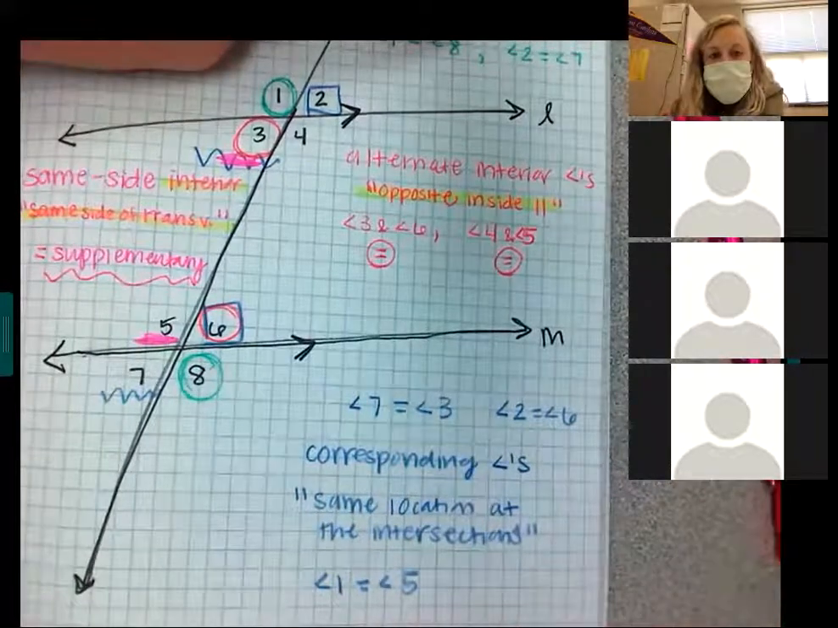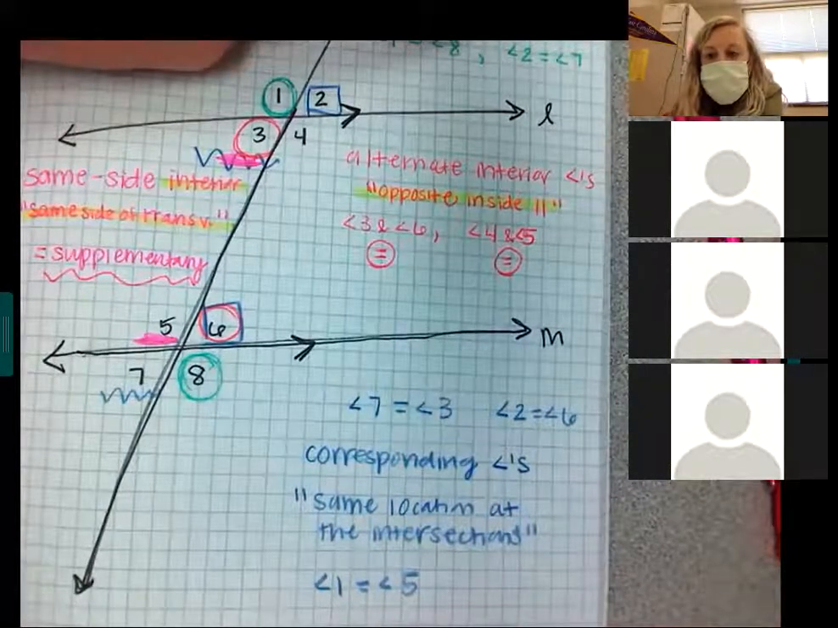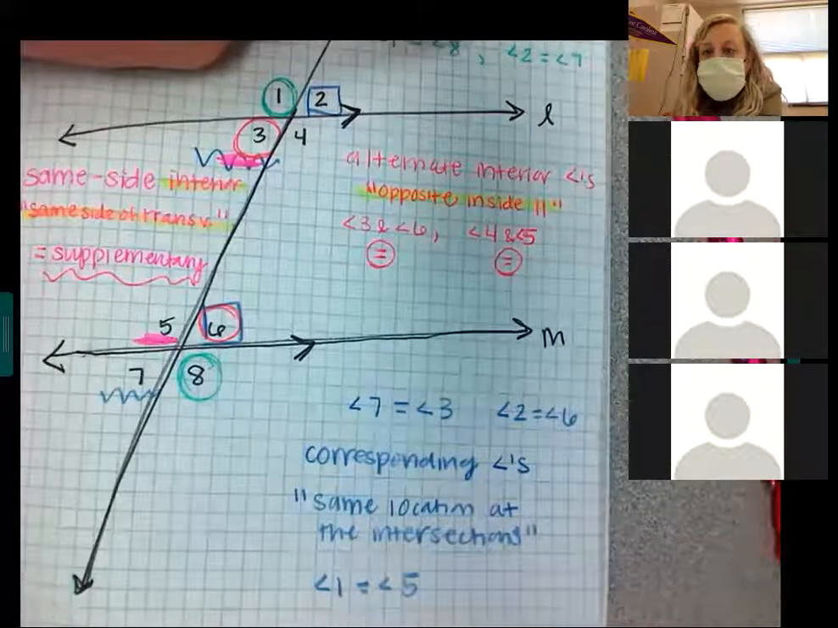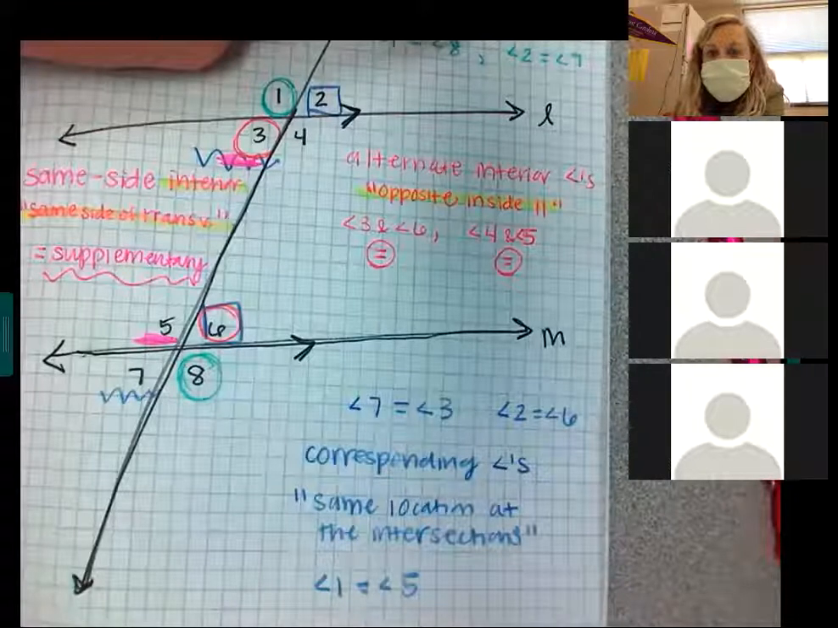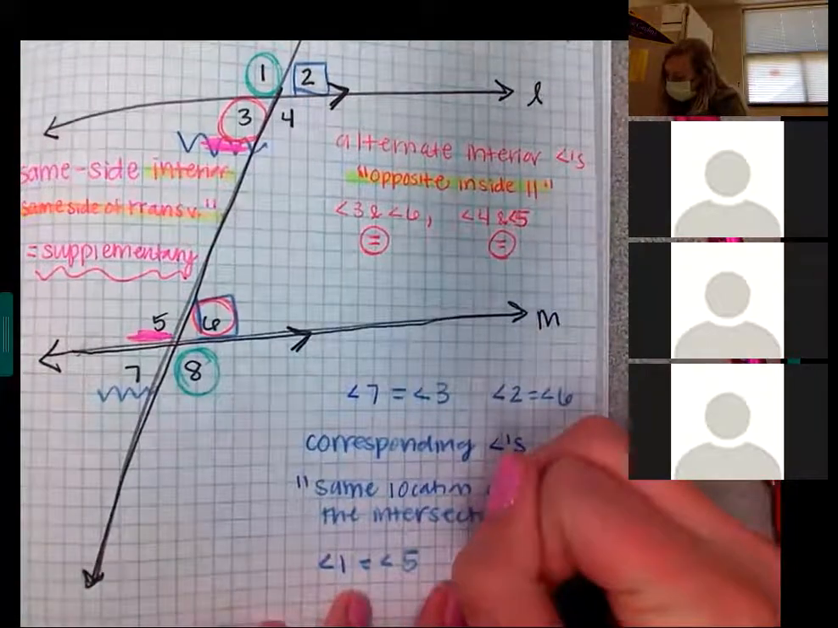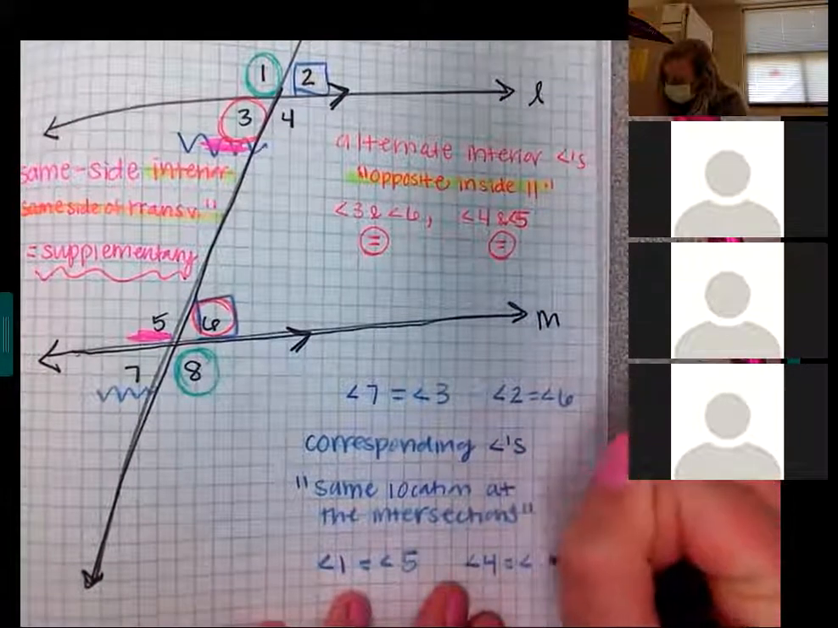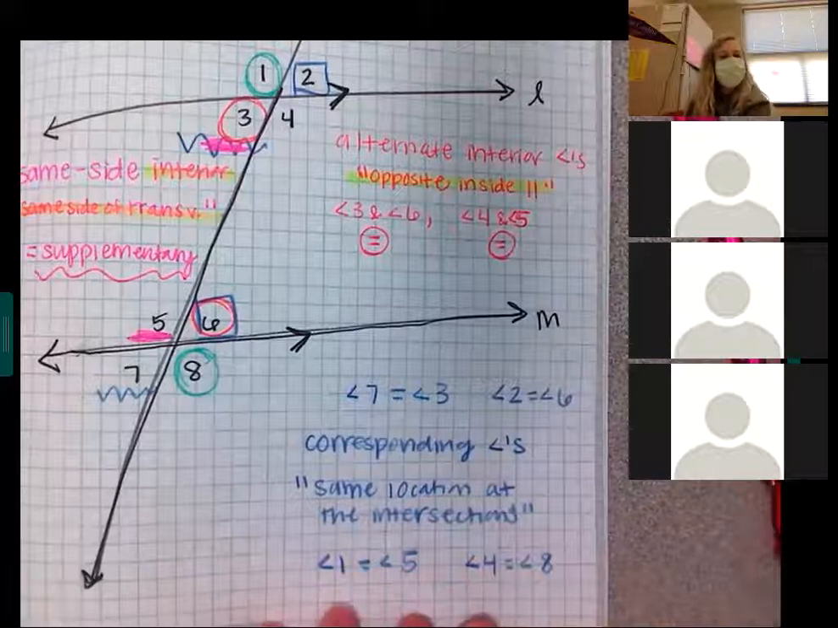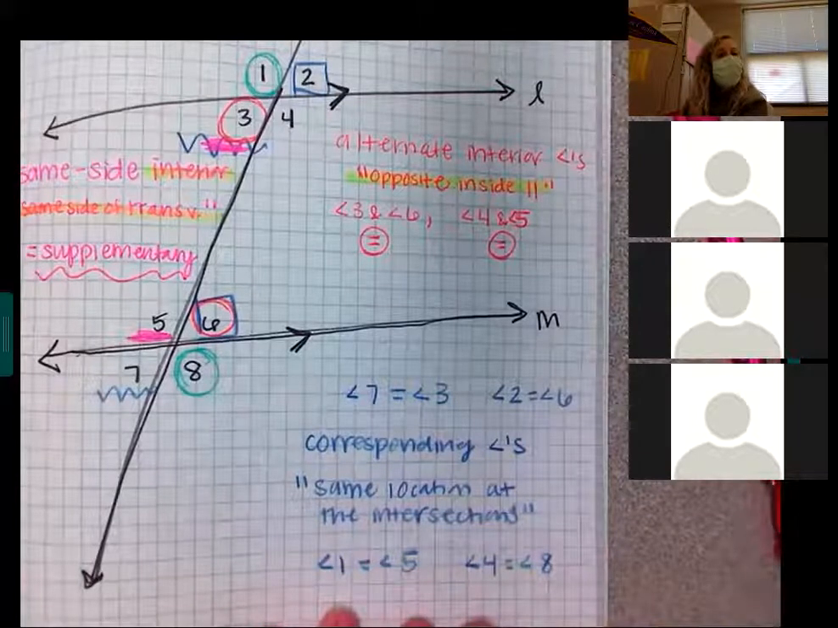And I'm going to talk to my Zoom babies on this one. Any of y'all answer for extra credit. Angle 4, what corresponds with angle 4? 8. Very good, Soraya. They're both in the bottom what? The bottom right. Very good. Corresponding angles will be equal. They're in the same location.